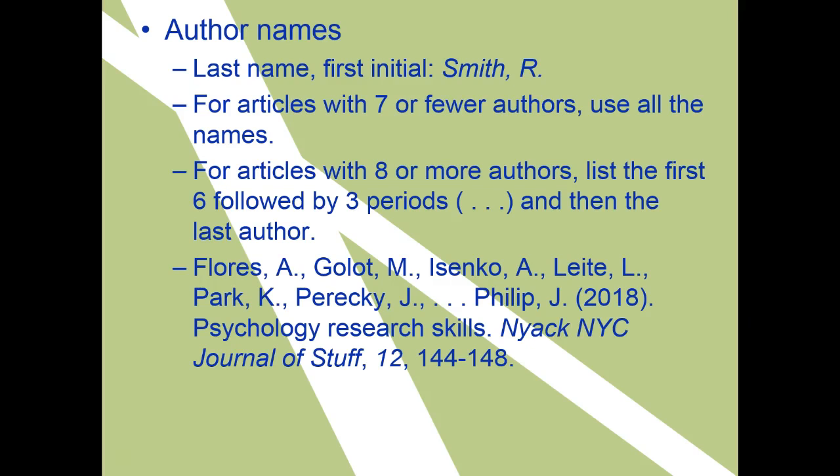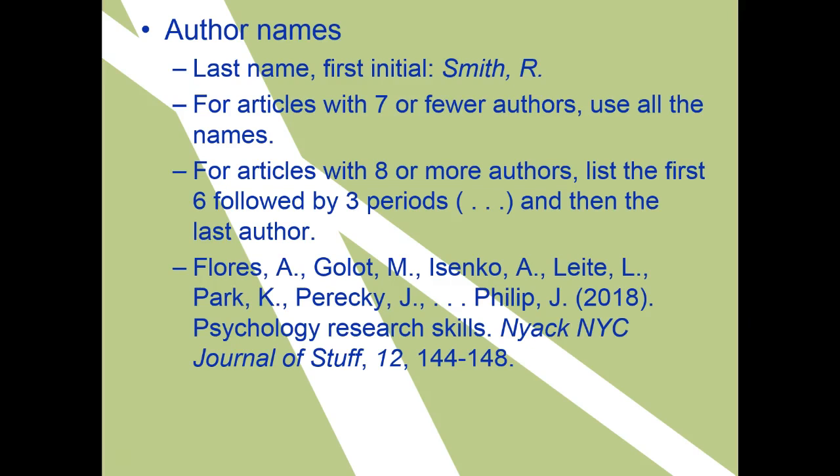Now, when there's articles with 7 or fewer authors, you want to list all of the authors' names in a row, again, starting with the first author and going to the last author. There's a little wrinkle here. For authors that have 8 or more, or articles that have 8 or more authors, what you do is you list the first 6 names, and then followed by 3 periods, and then the last author.